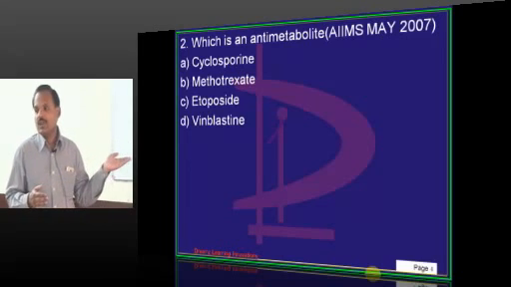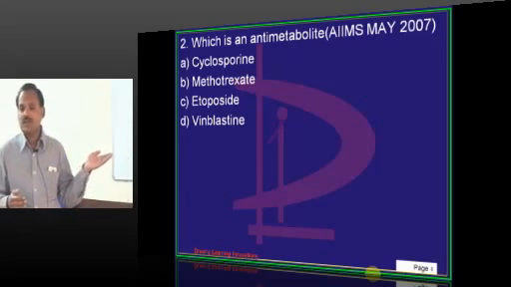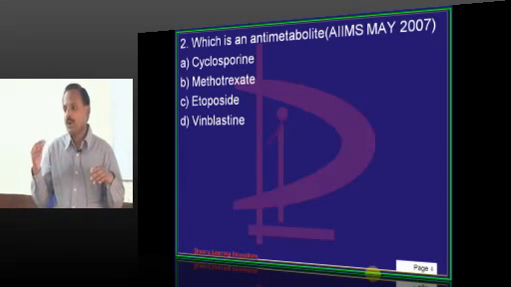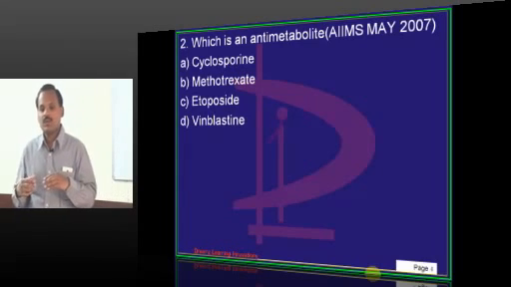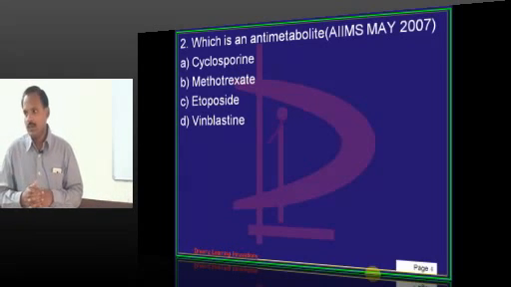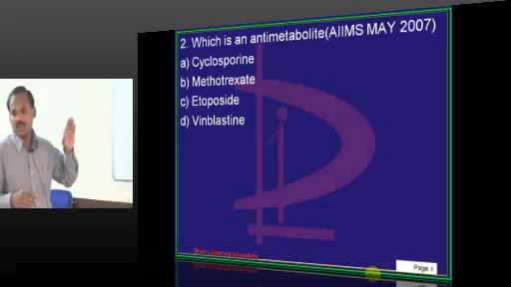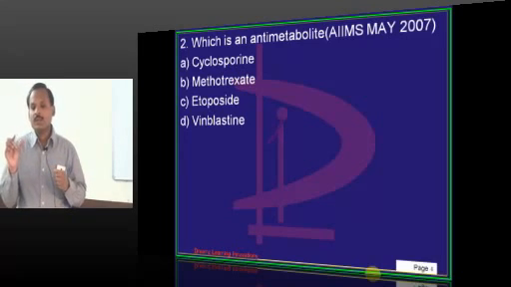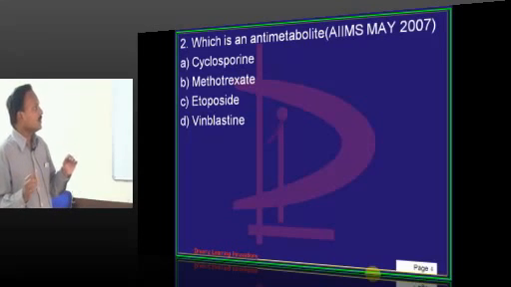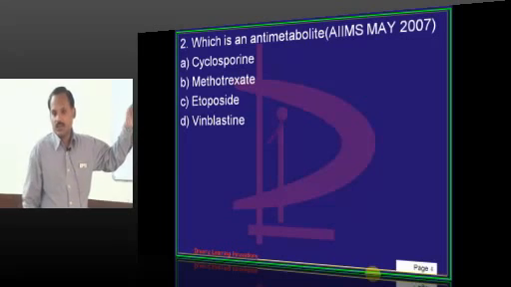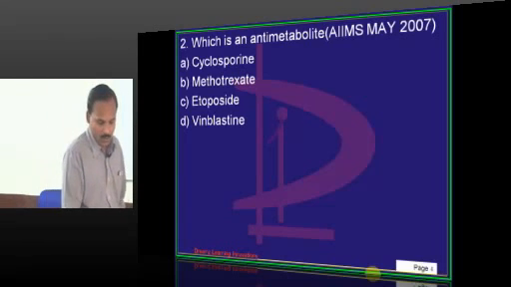Vinblastine is a vinca alkaloid, and its mechanism of action is through inhibition of the tubulin polymer, which is responsible for formation of the mitotic spindle. So, neither cyclosporine nor etoposide nor vinblastine has anything to do with the nucleotides. The only substance which interferes with nucleotide formation here is methotrexate. Therefore, methotrexate is an anti-metabolite.